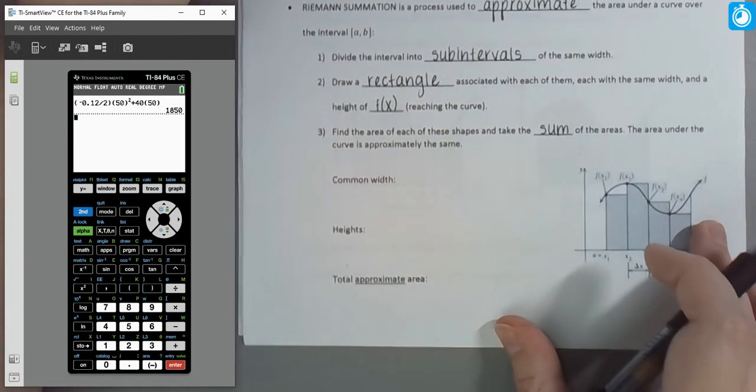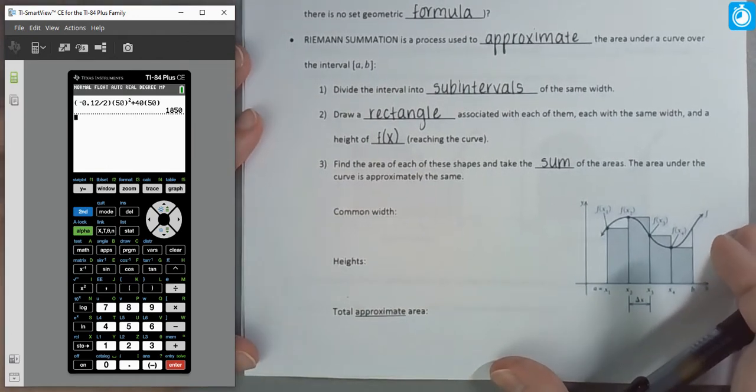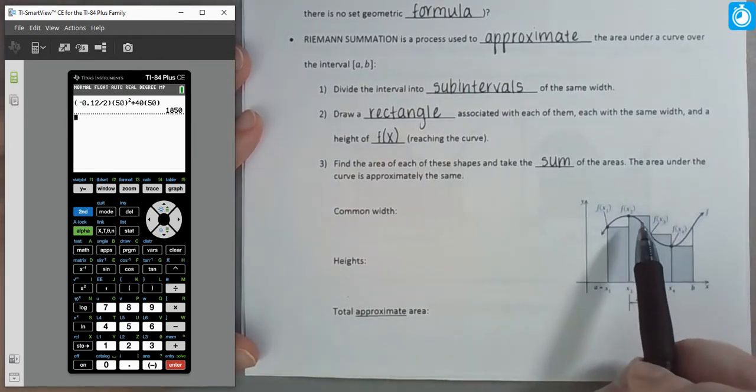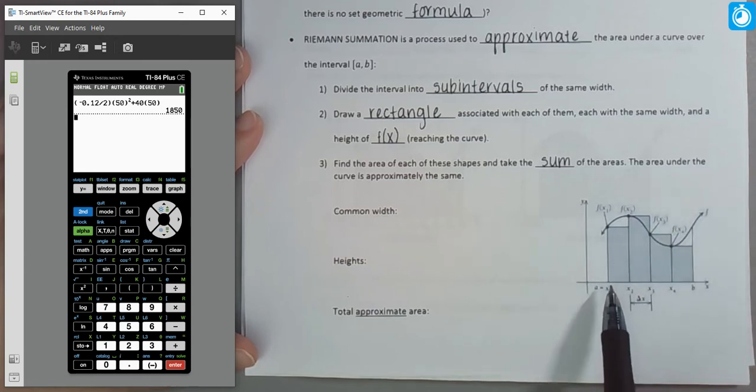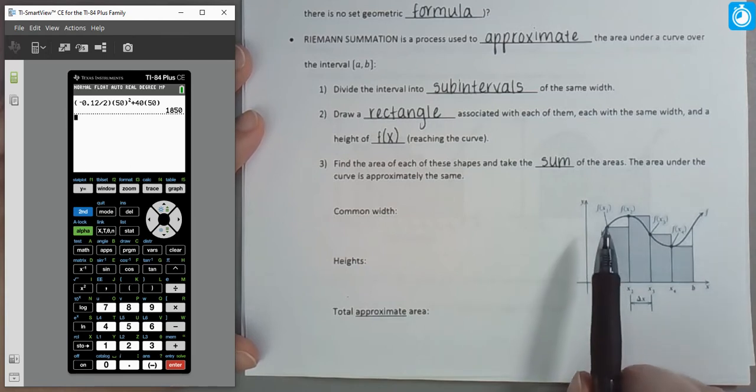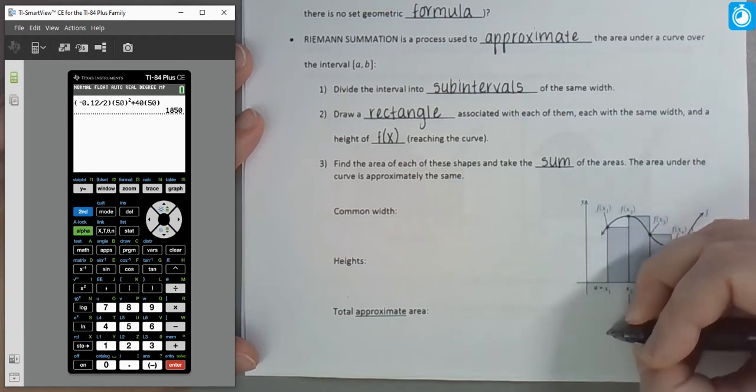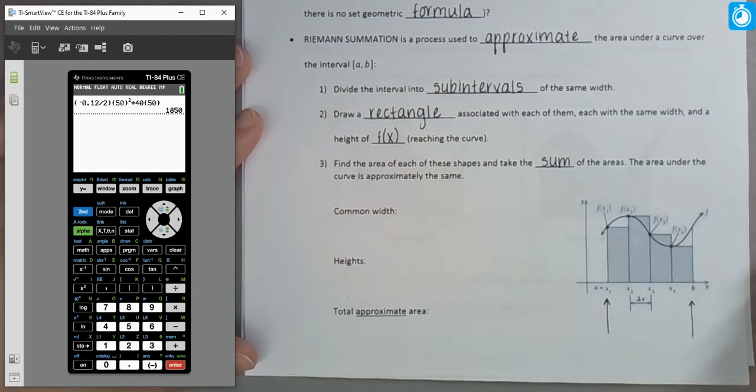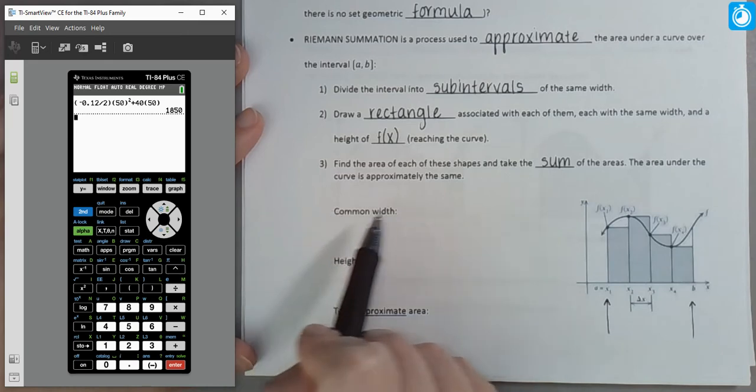So let's look at a visualization of what this means. Suppose this is the graph of our function. A goes from the value x1 over to this value at b. So we're approximating the area under the graph all the way from A, where we start, to B, where we finish. Well, suppose we wanted to divide this interval into 4 subintervals. So we're taking the distance between A and B, which would be B minus A, and then we're dividing it by 4. So we're breaking it into 1, 2, 3, 4 equal widths, 4 equal subintervals. This is what we refer to as the common width.